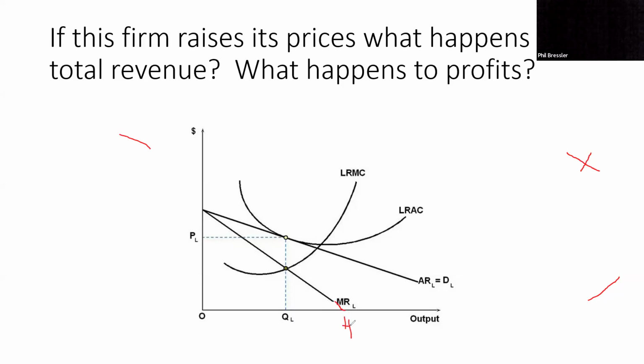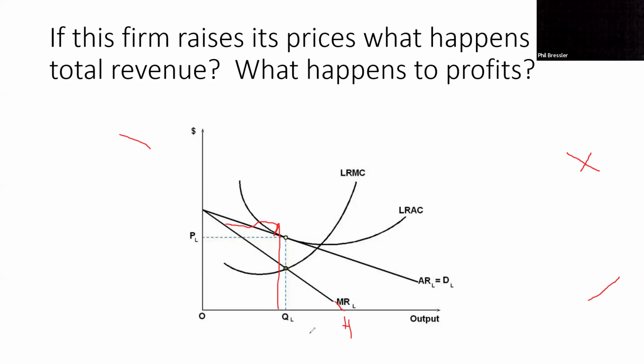Okay. Now, where MR hits the axis here is the highest total revenue. If I increase my price, I'm going here. I'm increasing my price, moving further away from the highest total revenue. So therefore, total revenue is going to decrease. And I'm in the elastic region. Price up, total revenue down. Price down, total revenue up. Okay? So you guys got that.